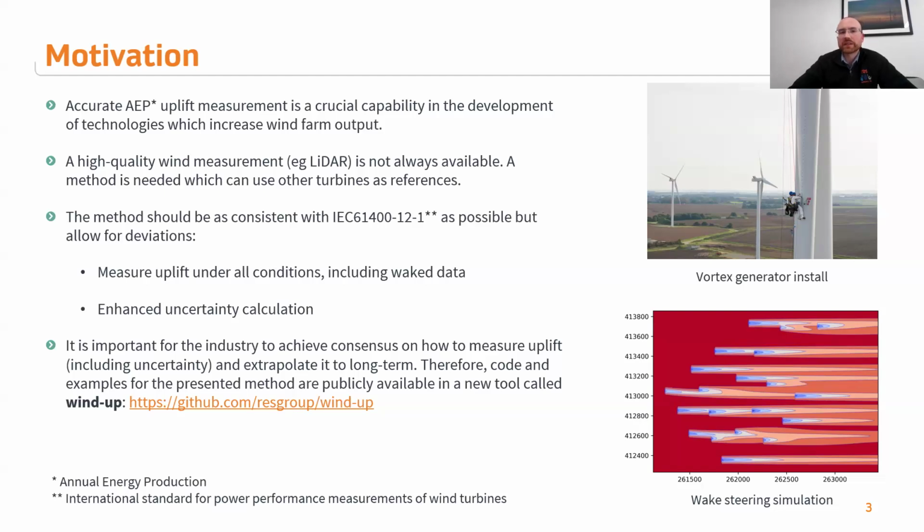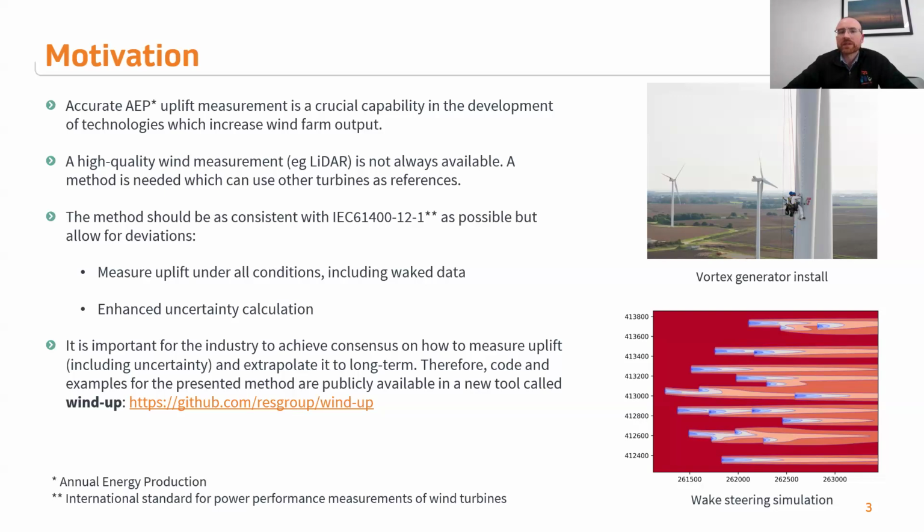When thinking about this method, I started by reading IEC 61400-12-1 again, which is the power performance measurement standard, and tried to keep the method as close as possible to this standard, but we need some deviations. One big one is that we want to measure uplift under all conditions, including waked data. Another part where we enhanced it was that the uncertainty calculation needs to deal with quite a lot more noise when you're using other wind turbines as references.